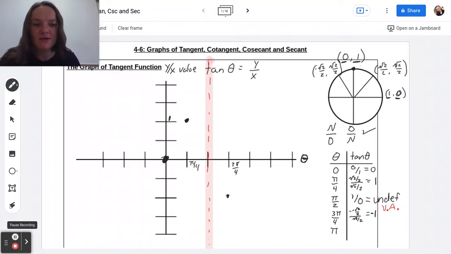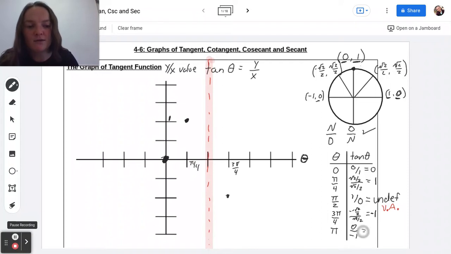Let's continue. If we go over to pi, our ordered pair is going to be negative 1, 0. And tangent is going to be y over x, which means we're going to get 0 over negative 1, and we get 0. Okay, so we're maybe seeing a pattern here. Let's go a little bit farther.